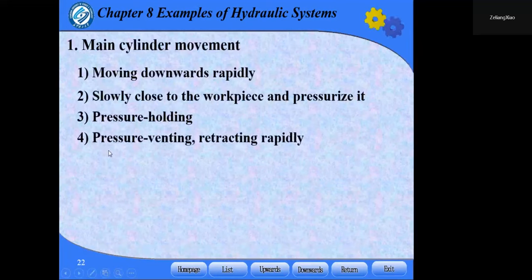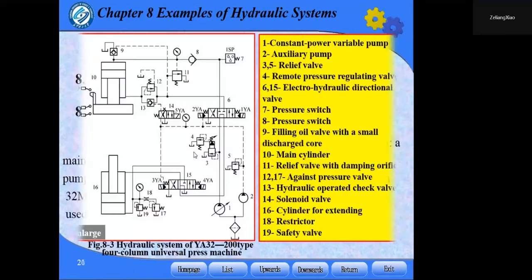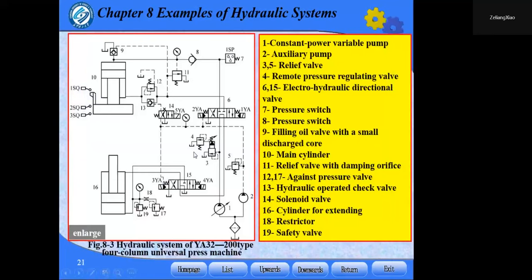Pressure releasing before retracting. At the end of the pressure holding process, the relay signals to energize solenoid 2YA, and then the main cylinder is ready to retract.